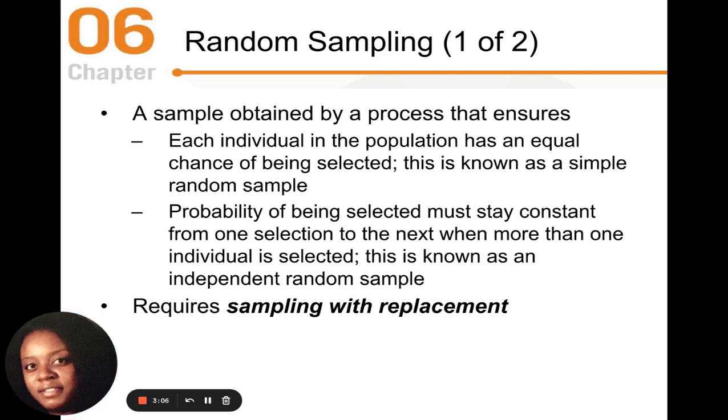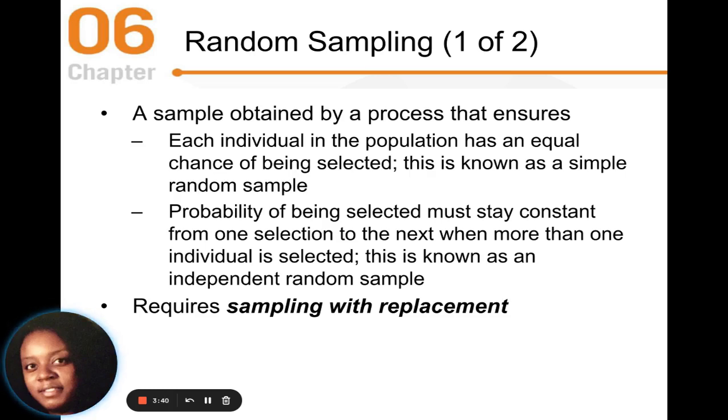When we have random sampling, we have a sample that's obtained by a process that ensures each individual in the population has an equal chance of being selected for a study. That is simple random sampling. It also tells us that the probability of being selected must stay constant from one selection to the next when more than one individual is selected. That is known as an independent random sample. So this requires sampling with replacement.